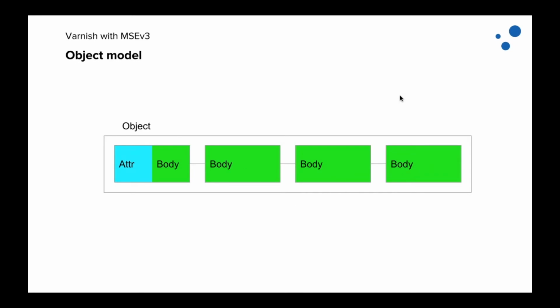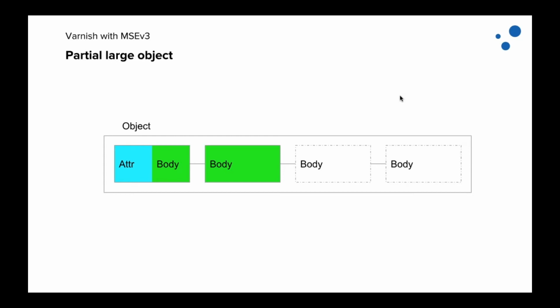So in the new model, we have made the object space linear, with the attributes at the very start of this linear space and the body coming after it. Optionally there could be even more pieces, if one is using ESI for example, that would also fit into the same linear space. So small objects become a single chunk with only one allocation, and the larger objects have also saved an allocation in this new model.